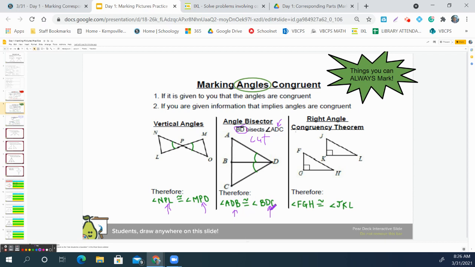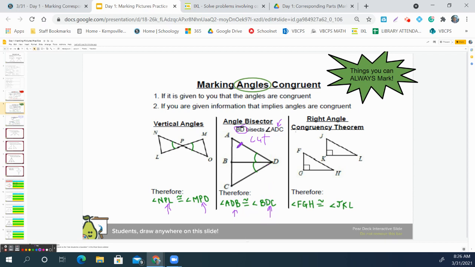It's still angle D. It's just the bottom angle, right? So that's why we have to use those 3 letters, so I can tell the difference between the whole angle, the top angle, and the bottom angle. Does that make sense to everybody? Because sometimes it's a struggle.